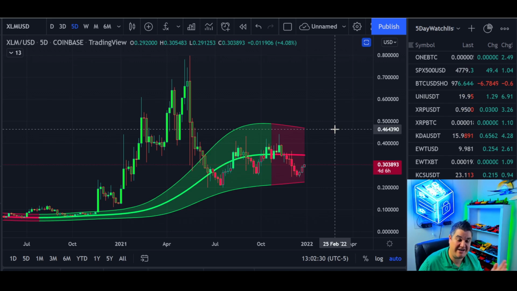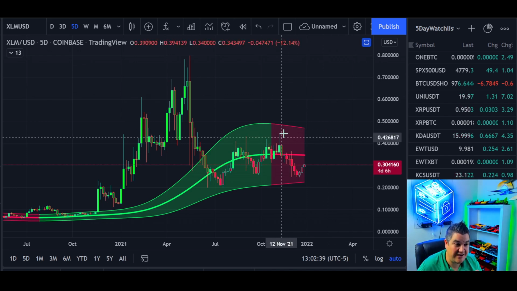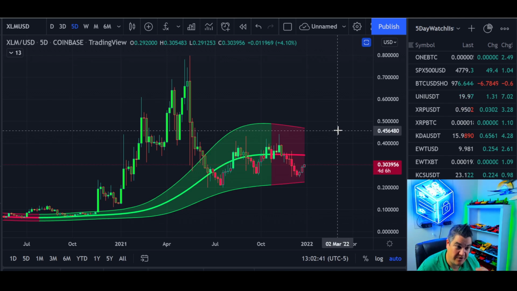Now, do you ever want to use just one indicator? Of course not. You want to use a conjunction of indicators to help you stay informed, but this would be a big key level to be watching. This to turn back green first before picking up some more XLM.